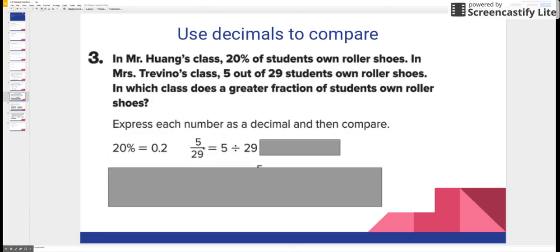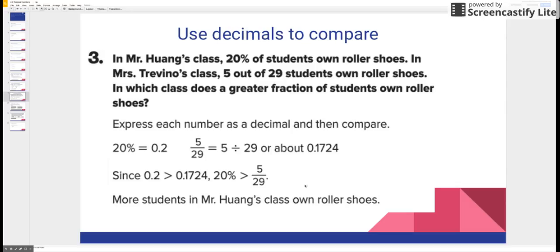Now here, in order to figure out the decimal, since we have a fraction, we can just do 5 divided by 29, and we'll end up getting our decimal, which is about 0.1724. So now you're comparing 0.2 versus 0.1724. Now the comparison is easier. Since 0.2 is greater than 0.1724, 20% is then greater than 5/29. So more students in Mr. Huang's class own roller shoes.